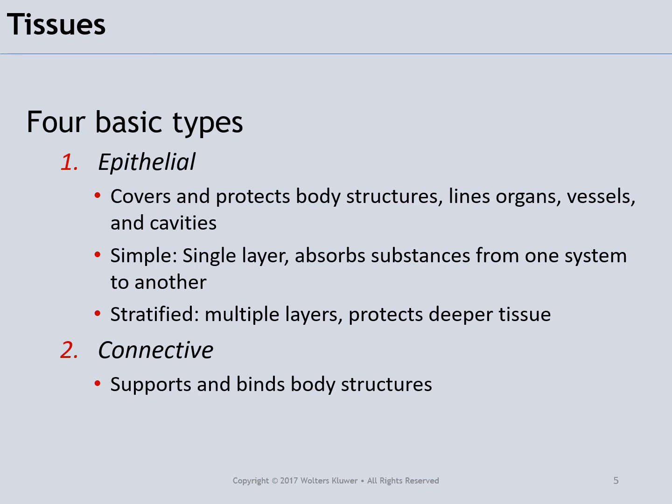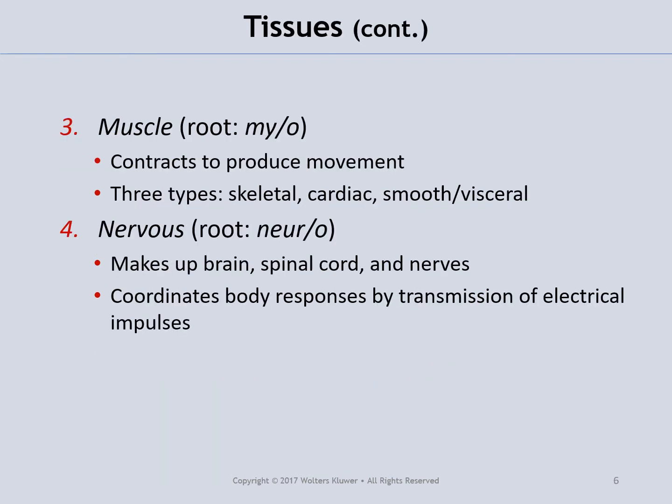Next up from cell, we have tissue, of which there are four types. The first is epithelial. It covers and protects body structures, lines organs, vessels, and cavities. Generally, it is simple with a single layer or stratified with multiple layers to protect deeper tissue. The simple is for absorption and the stratified is for protection. Connective tissue is the second type. It supports and binds body structures.